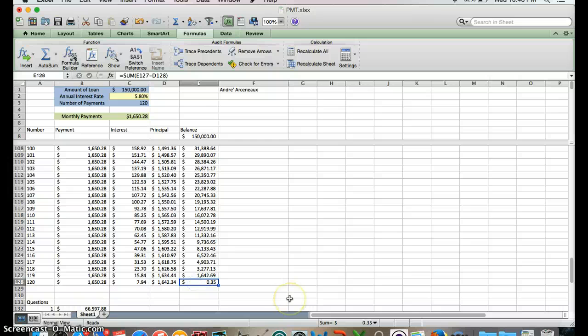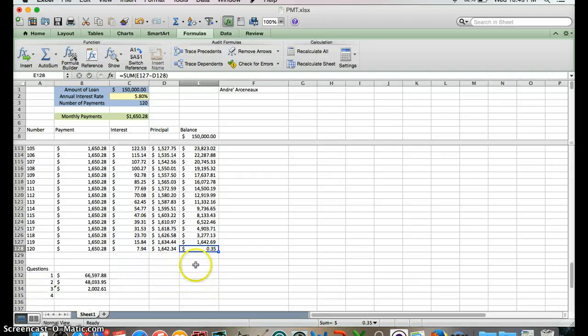Now I was off by 35 cents. I think I might have set the currency too early. Maybe I'm not sure. I might have been better off setting it at the end in case the numbers rounded up, since I was using the currency. But I was off by 35 cents.